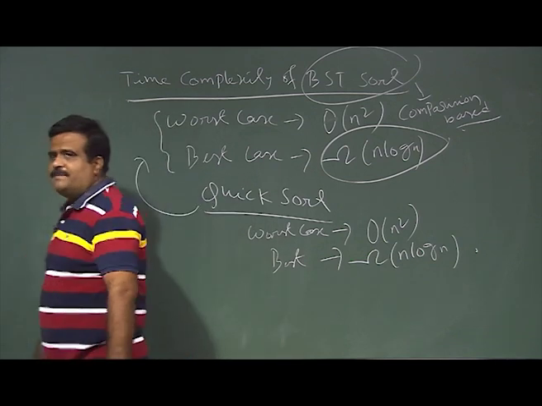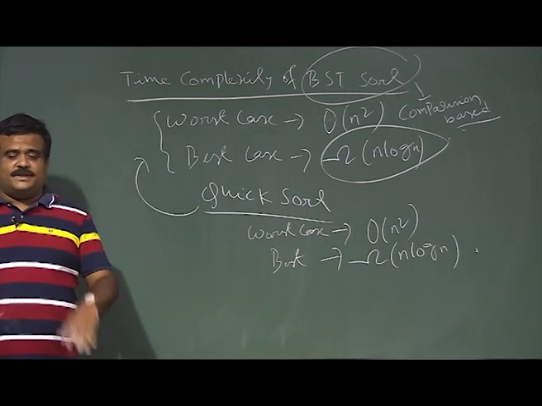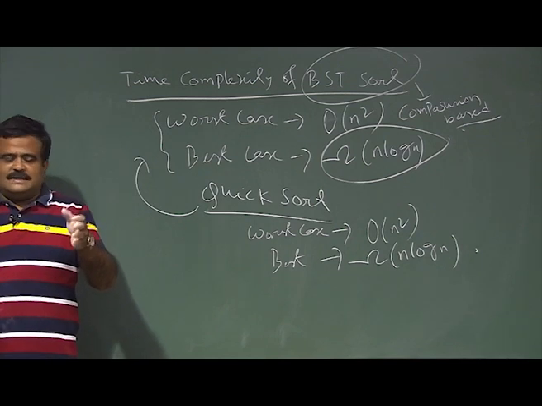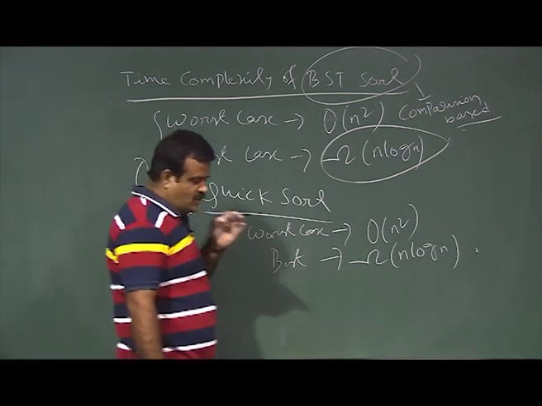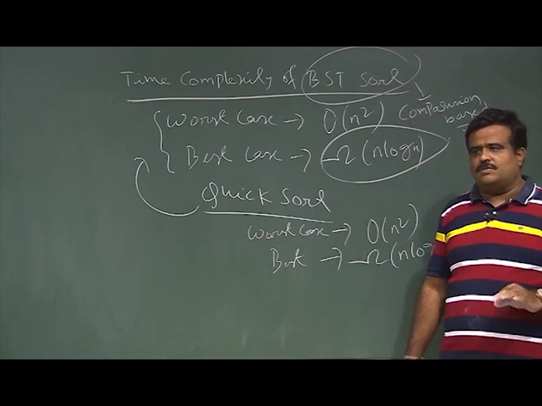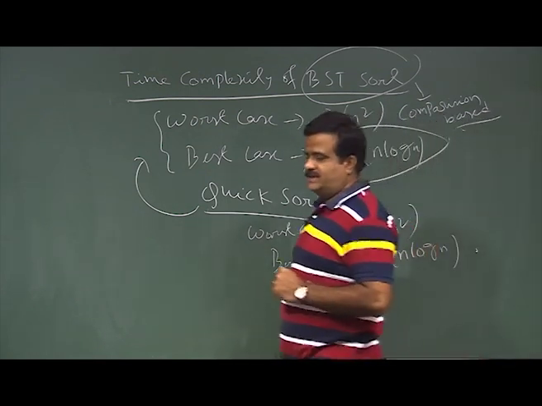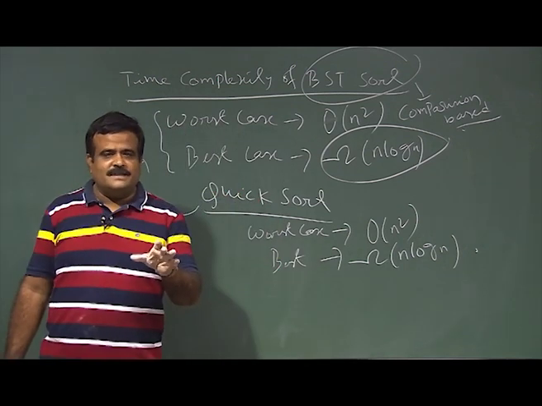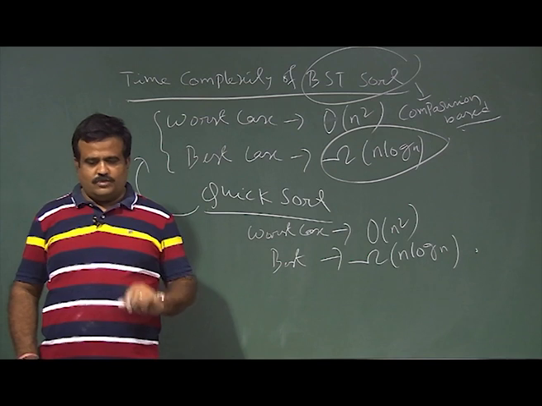So, quick sort has the same time complexity as BST sort. That is our next point: to see whether there is any relationship between quick sort and BST sort, and why they give us the same time complexity. We want to see what the relationship is between BST sort and quick sort.